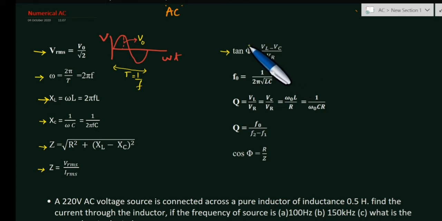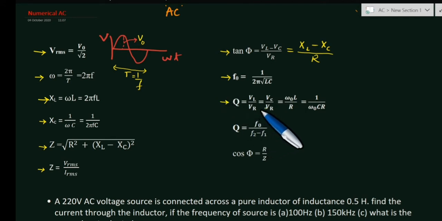Tan phi is equal to VL minus VC divided by VR, where phi is the phase difference between voltage and current in a series LCR circuit, and that is equal to XL minus XC divided by R, and this is also a formula to calculate tan phi. And f0, the resonant frequency in a series LCR circuit, is equal to 1 divided by 2 pi root LC, where L is the value of inductance and C is the value of capacitance.